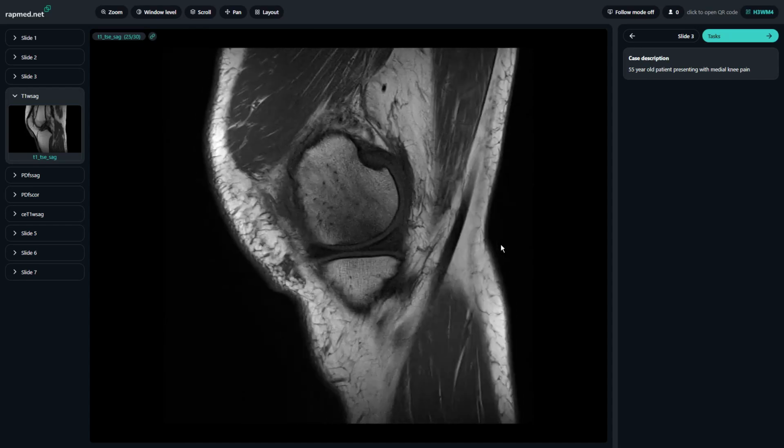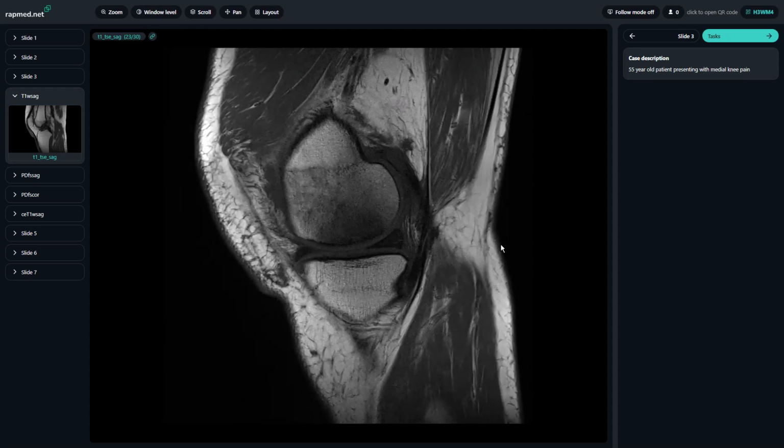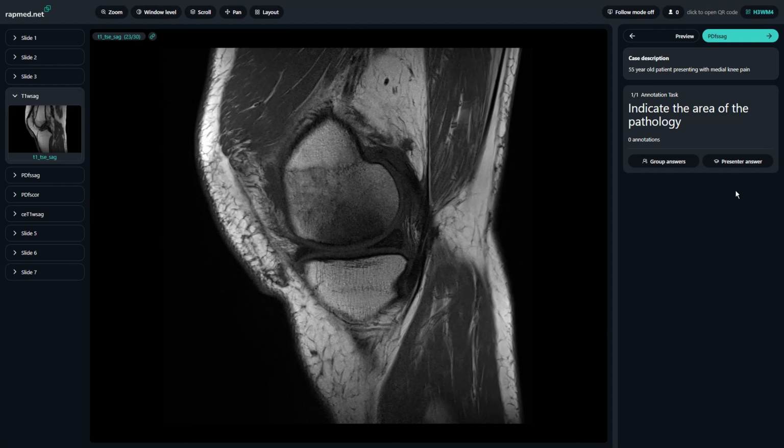Have a look at the medial meniscus. So, do you see something? Please indicate the area of the pathology. And you see that you have decrease in signal intensity of the fatty bone marrow in the medial femoral condyle.